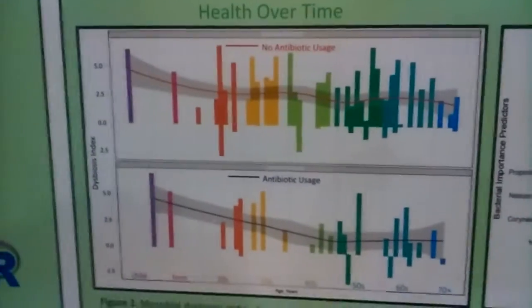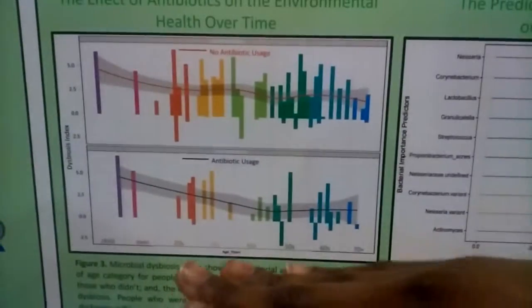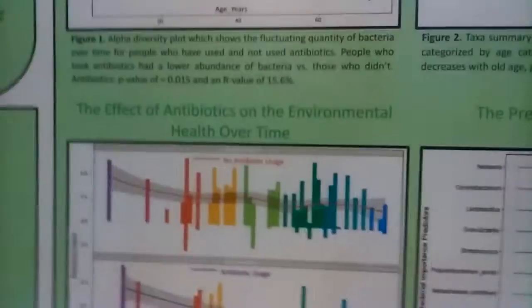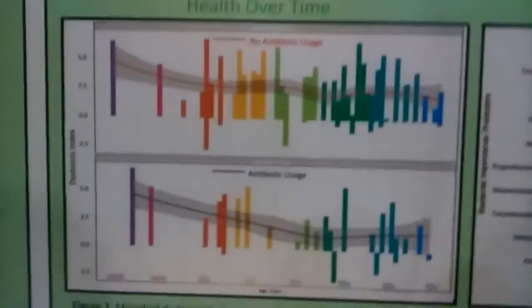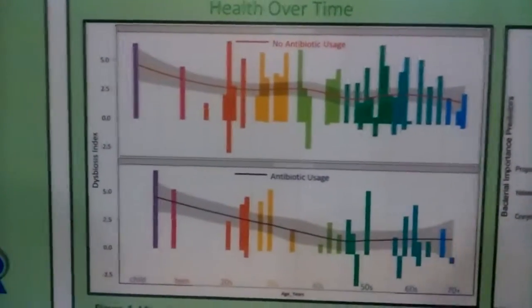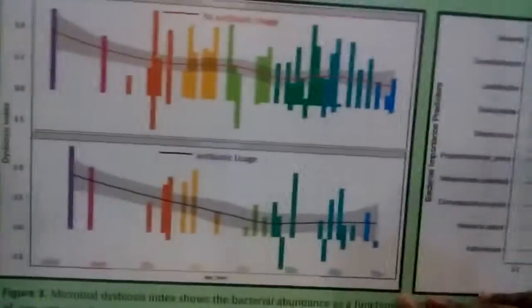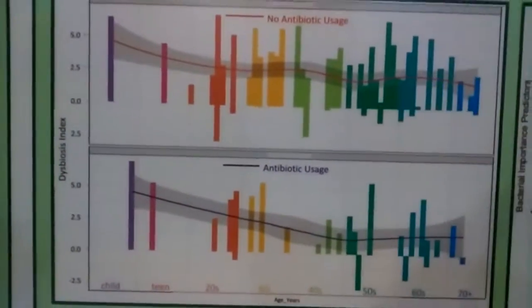After seeing how these two variables are significant alone, I wanted to see how together they can impact the microbiome. So figure 3 is a microbial dysbiosis index. This looks at the ratio between helpful and harmful bacteria. This looks at the two environments of people who have not and have taken antibiotics, as a function of time, and whether these environments are healthy or not healthy.